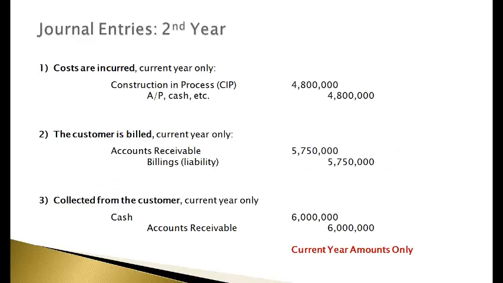The debits and credits recorded for the second year are the same as the first year. Current year costs are recorded to construction in process. Current year billings are recorded, and current year collections from the customer are recorded. Notice that all journal entries are made for the current year amount only.